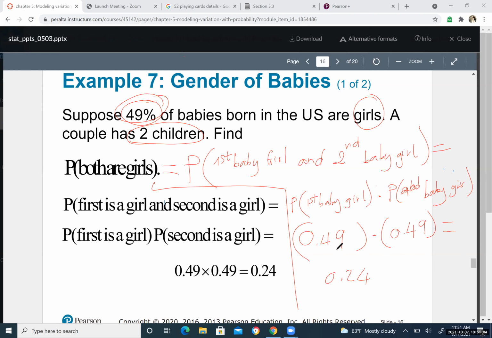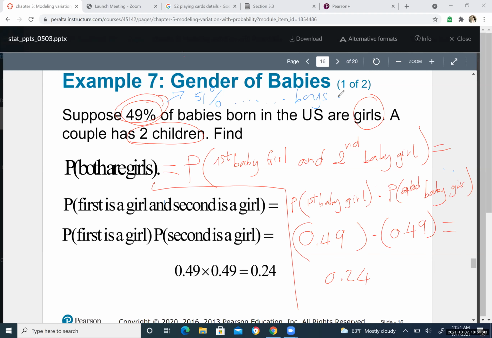Similarly, if I give you a different question, talking about boys in this case, what happens? Based on what they given us, 49% of babies born in the US are girls. So what does it imply? That implies 51%. Pretending the whole is 100%, we're only talking about 100%, not more than that. If they give us a 49% chance that they are girls already, you can figure out there is a 51% chance the baby born is a boy.